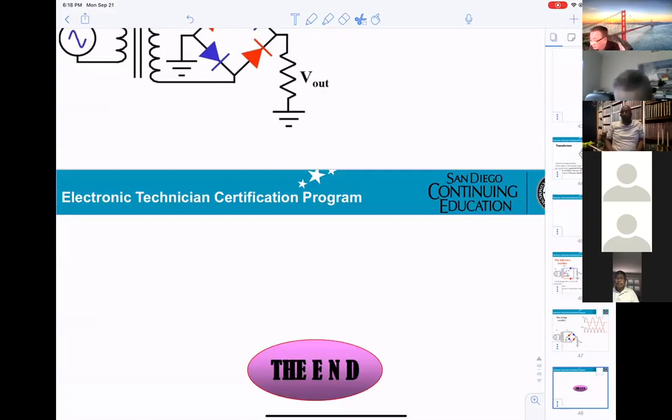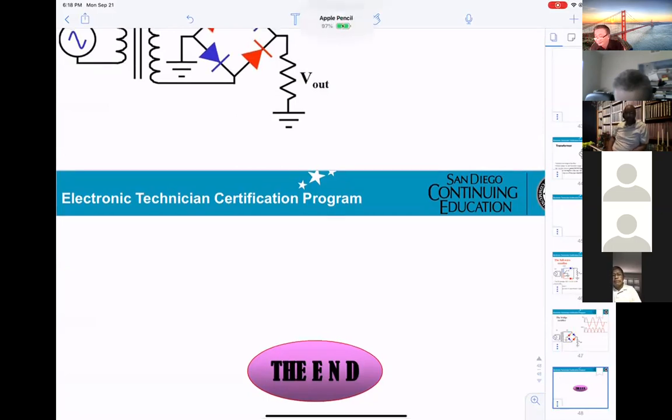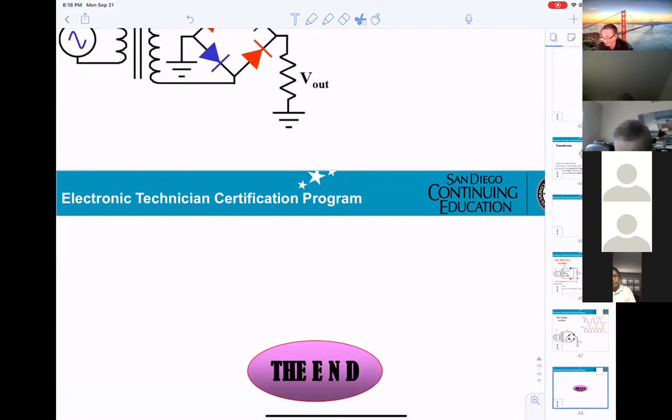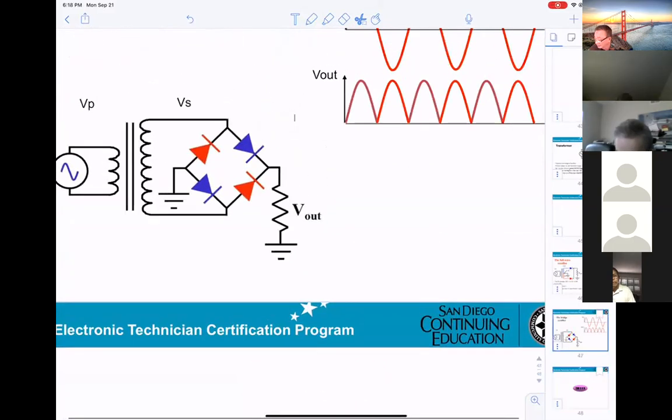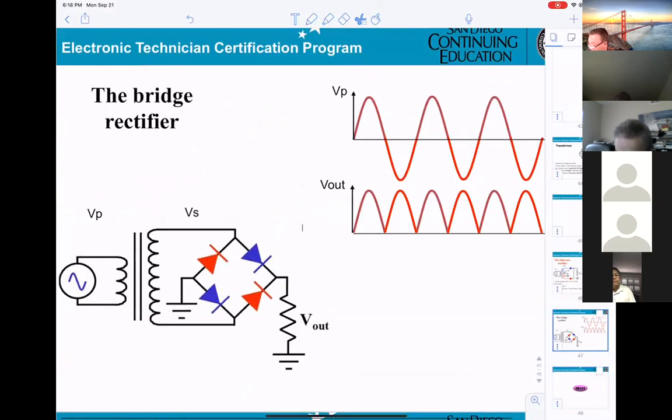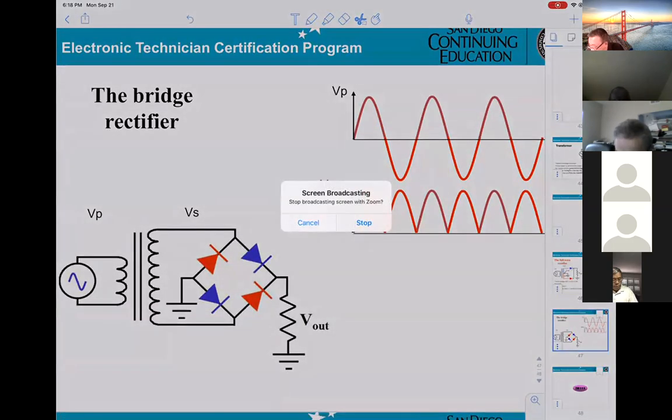Hey, Mr. Pham, can you explain how those 4 diodes work one more time? Yeah, that's what I'm trying to say. Okay, I have to stop sharing this one so I can get the right one. Okay, now I can share back my desktop.